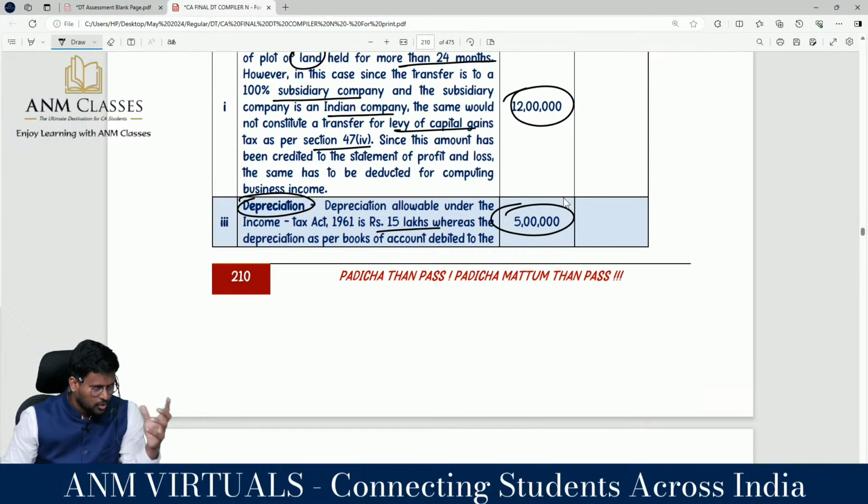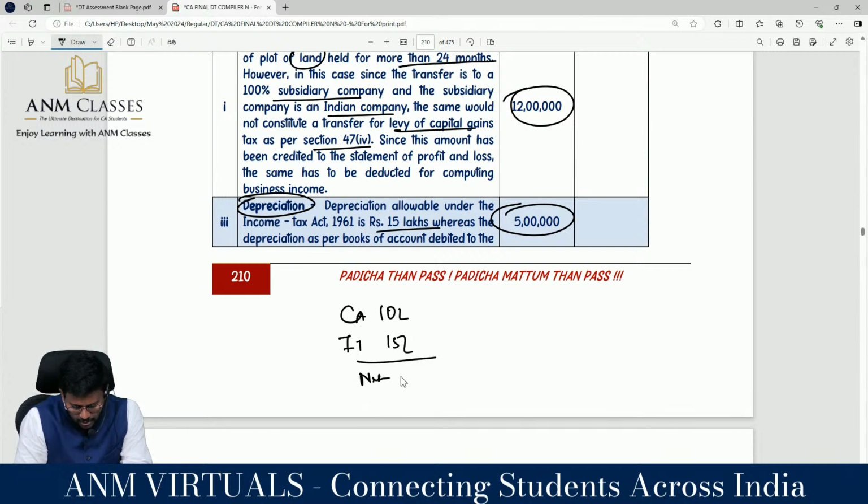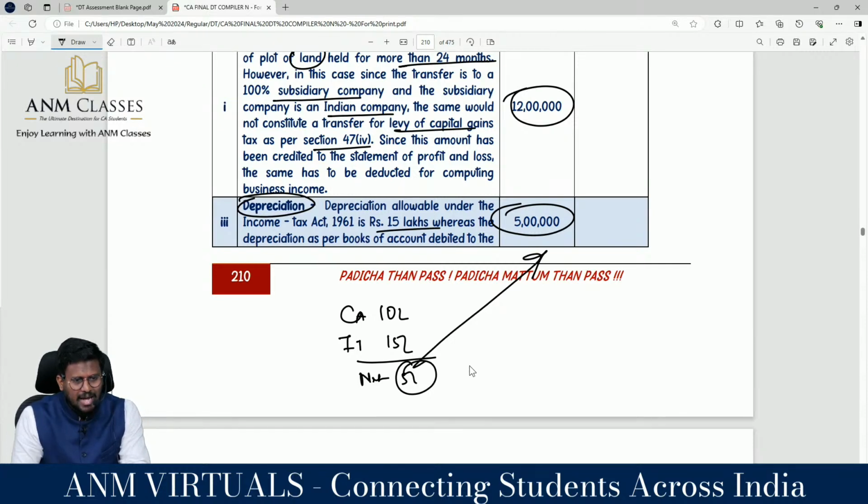They have done net. So we have added back, illa. So how many lakhs? 10 lakhs, company sector. Yes sir. Income Tax Act 15 lakhs. So net 5 lakhs. So they have reduced the 5 lakh. So minus 5 lakhs. You can add back 10 lakh and you can reduce. That is a good method, correct method.